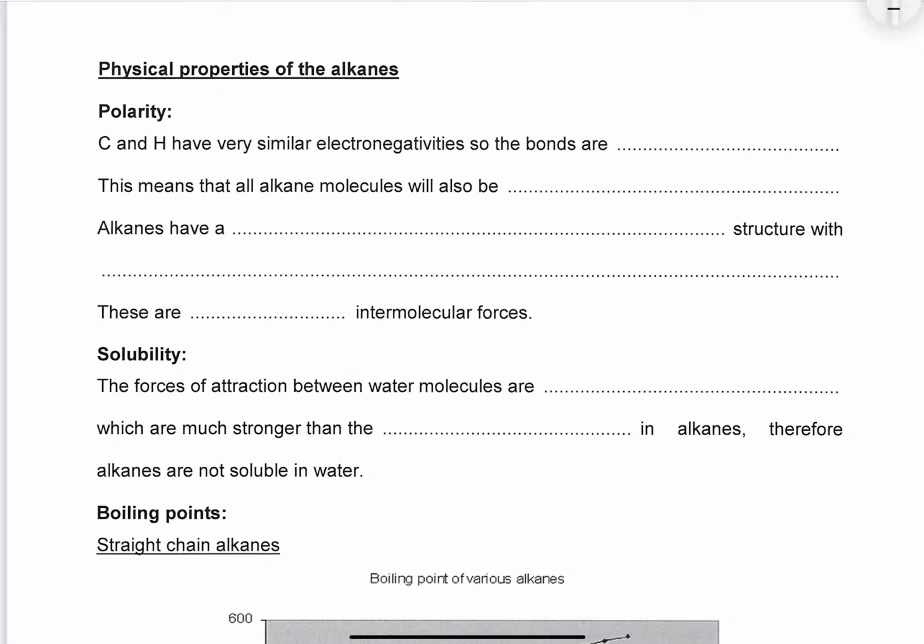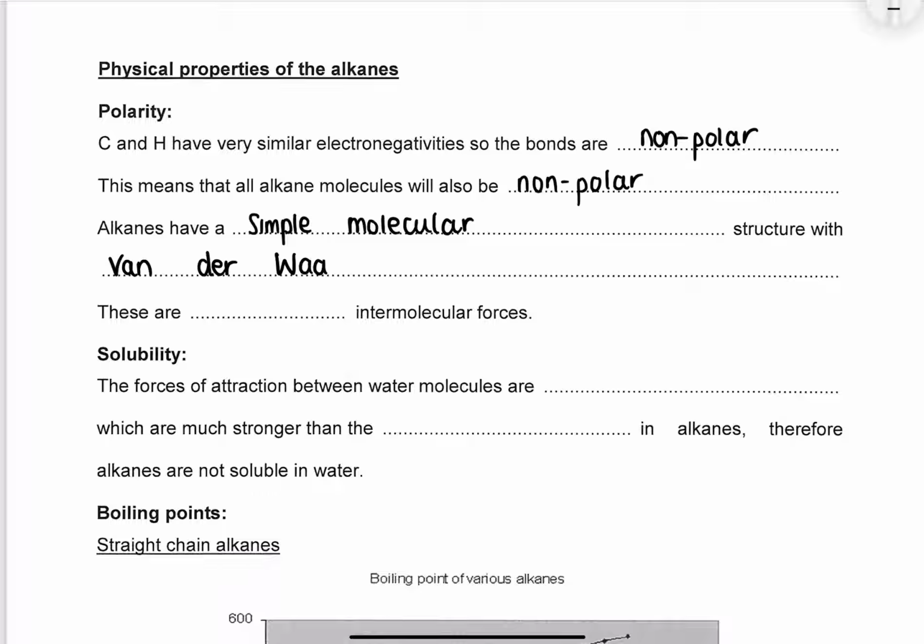We say that the bonds therefore are non-polar. The electrons are evenly shared, which means the molecules cannot possibly be polar because there are no polar bonds. Now, when we have non-polar molecules, we are going to be looking at intermolecular forces. So we're talking about molecules, and we say that their structure is simple molecular. We're going to be talking about intermolecular forces between the molecules, and because they are non-polar, they have the weakest type of intermolecular forces.